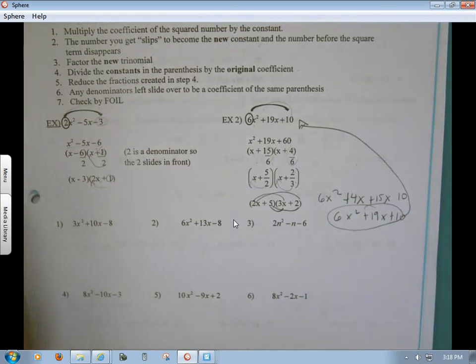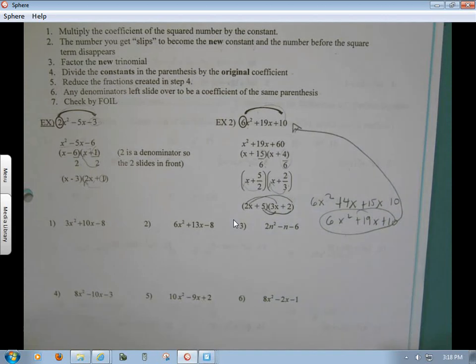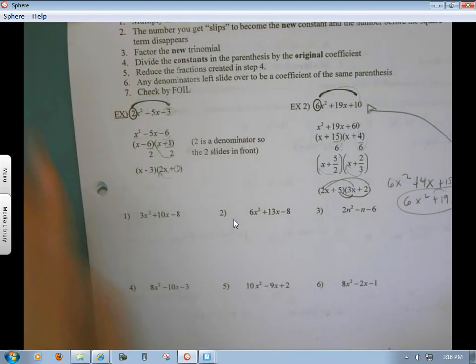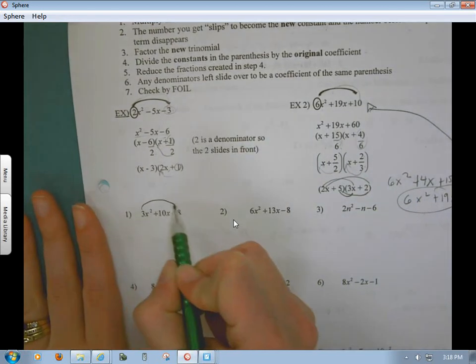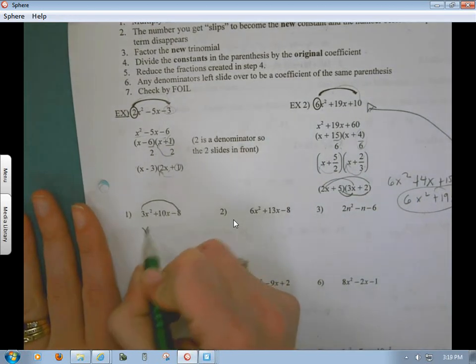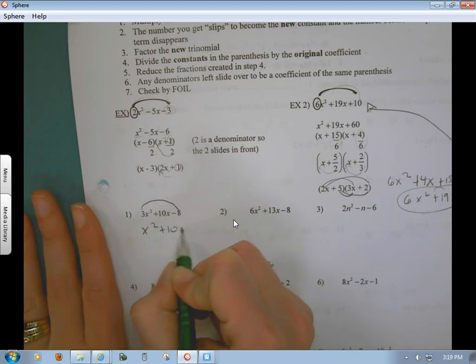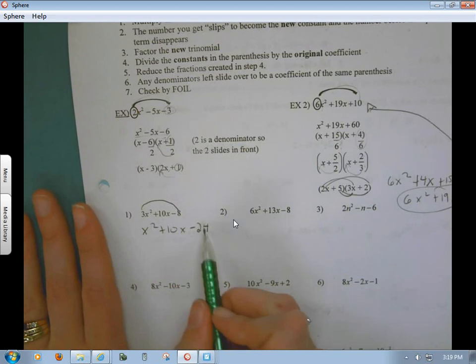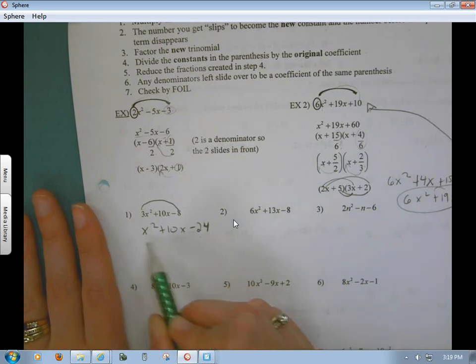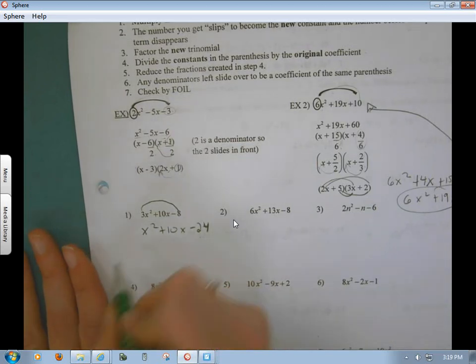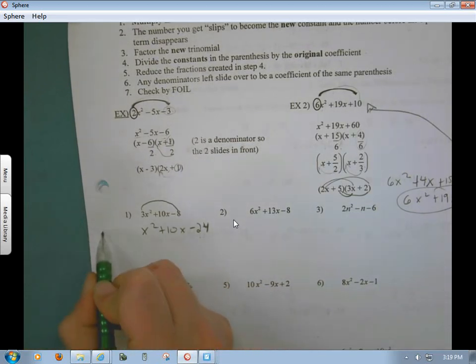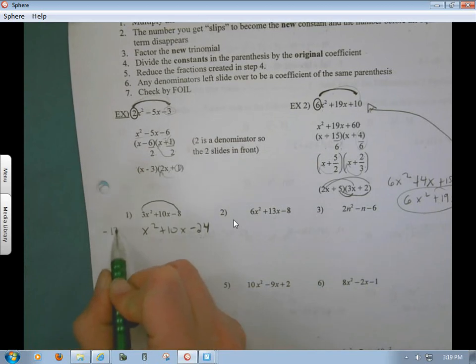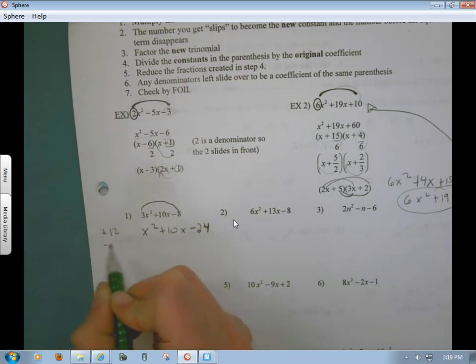Okay, you ready to give it a shot? All right. So 3 times negative 8. Okay, now I'm going to factor the trinomial that's here. So I'm going to use a negative 12, a positive 12, and a negative 2.